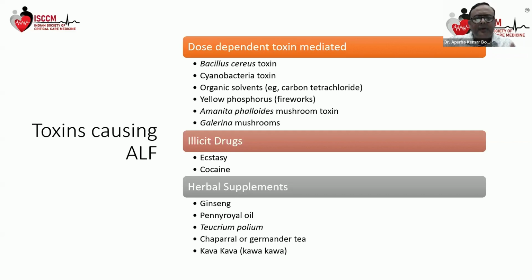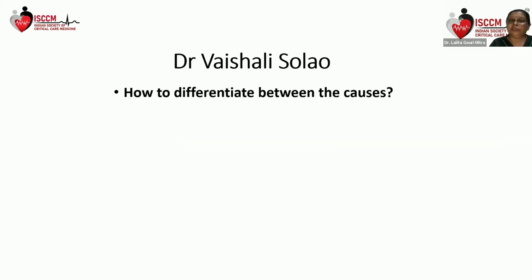Thank you, sir. So I think it's very important to take the history. Yes. And in the last few conferences, yellow phosphorus has been a part of our discussion. And herbal supplements, or what we call DILI, have also come up in a big way in causing acute liver failure. I request Dr. Vaishali Salal to take the next question as to how one can differentiate what is causing this acute liver failure.